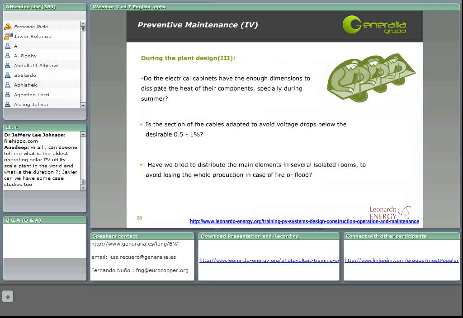Ninth, we have to check that the section of the cables is adapted to avoid possible voltage drops. And the last one, the 10th, a good advice is to distribute the main elements in several isolated rooms in order to avoid losing the whole production in case of a fire or flood. We have to verify that we have tried doing it during the design stage.